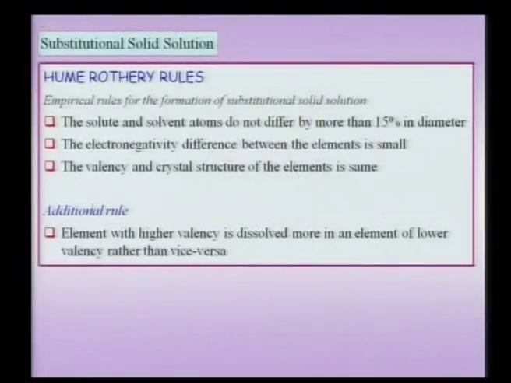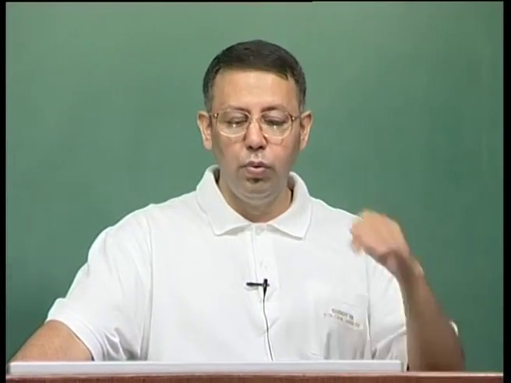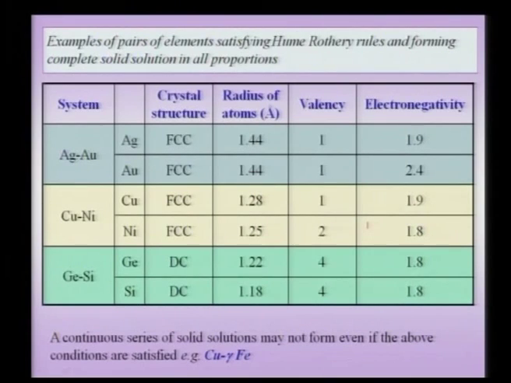There is an additional rule which is cited along with the Hume-Rothery rules, which says that an element with higher valency is dissolved more in an element of lower valency rather than vice versa. So, we will take up an example to actually illustrate this principle, how an element with higher valency is dissolved more in an element of lower valency than the other way about. So, let us look at the applicability of the Hume-Rothery rules and also the exceptions with regard to some specific examples. The first example here, these three examples in this table, are examples wherein you find complete solid solution in all proportions.